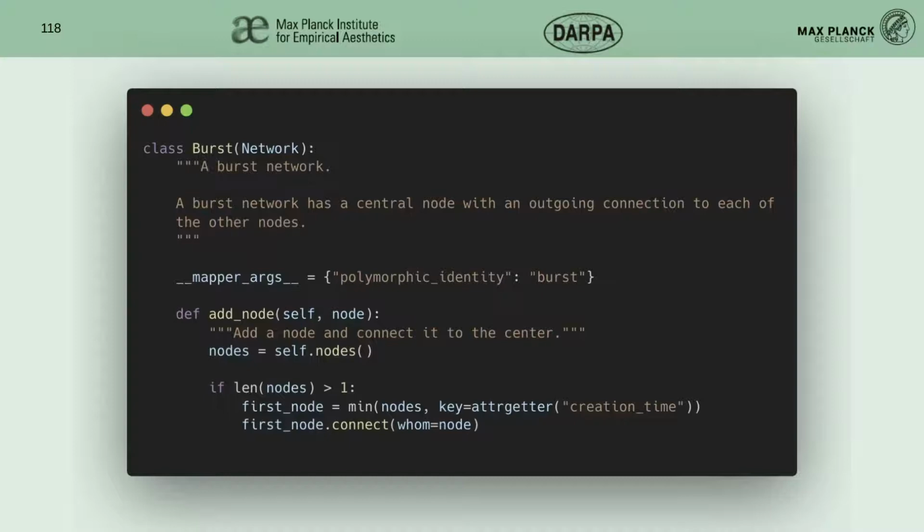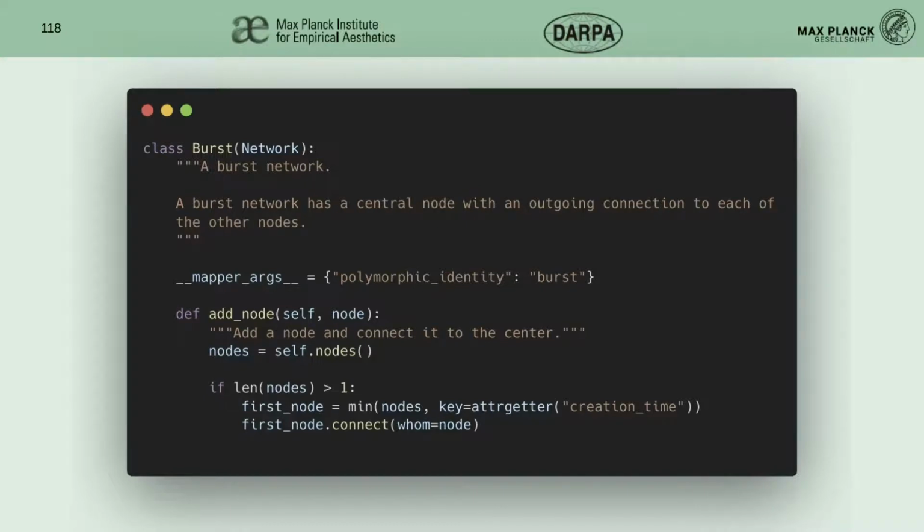Okay, so let's take a look at what this looks like under the hood. We start by defining burst as a subclass of network. It then has a docstring: a burst network has a central node with an outgoing connection to each of the other nodes. You'll see that we define this polymorphic identity. This is what tells SQLAlchemy that it can instantiate this burst Python object by finding the corresponding row of type burst in the networks table.